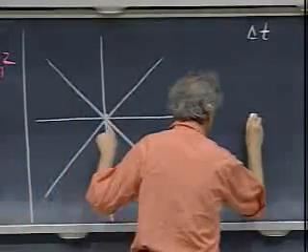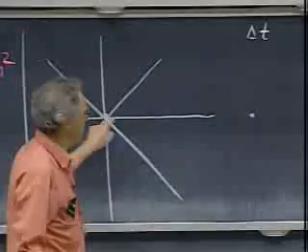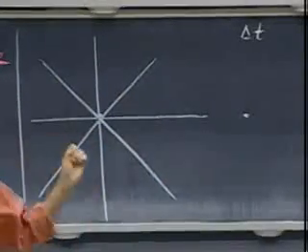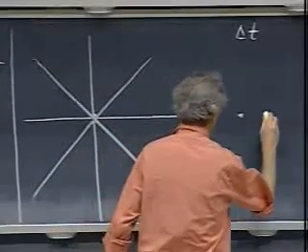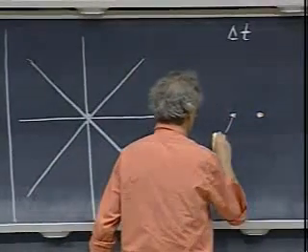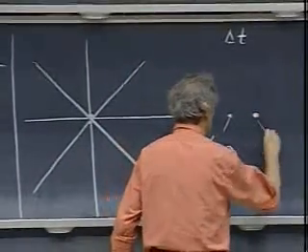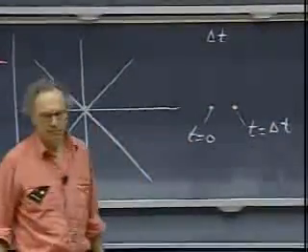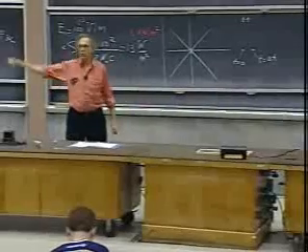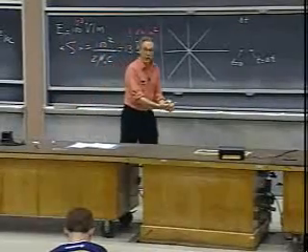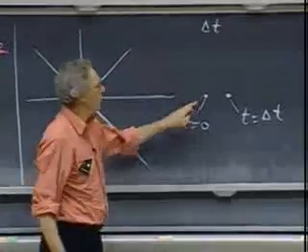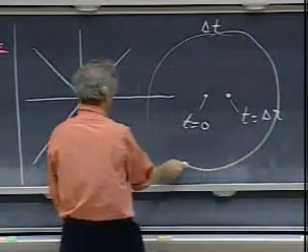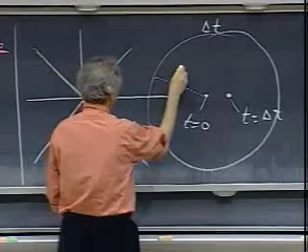I redraw this. This point is the same as this point here. I accelerate it, and delta t seconds later, it happens to be here. So this is t is 0, and this is t equals delta t. And now I'm going to draw a circle, it should actually be a sphere, three-dimensionally, about this point. And here is that sphere. And this sphere has a radius c delta t.